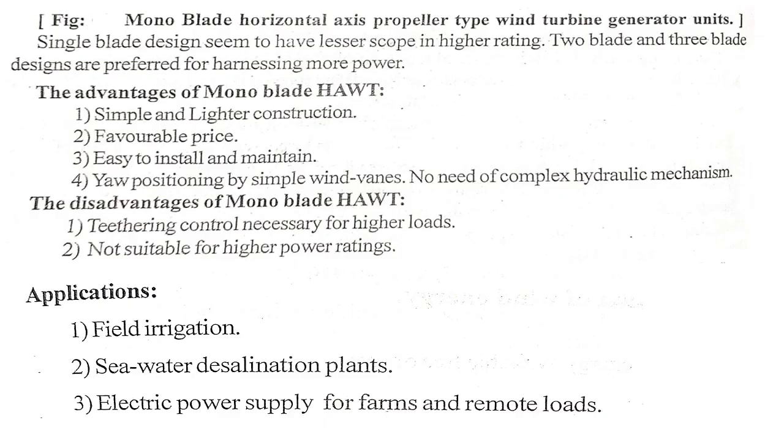Single blade designs seem to have lesser scope in higher rating. Two blade and three blade designs are preferred for harnessing more power. The advantages of monoblade HAWT: simple and lighter construction, favorable price, easy to install and maintain. Yaw control by simple wind vanes, no need of complex hydraulic mechanism.